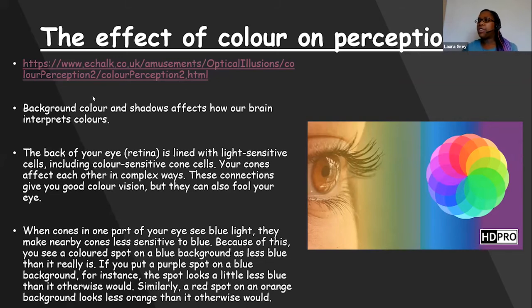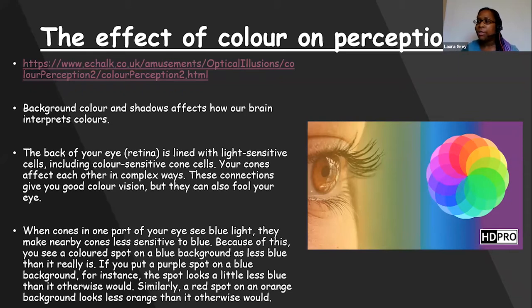Right, so let's have a look at this next one then. This is along a similar line. It's to do with the effect of colour. Now, when you're looking around and you see something, what you see is actually affected very much by the other colours that are around and any shadows that are there as well. So it says on here, the background colour and shadows affect how our brain interprets colours.